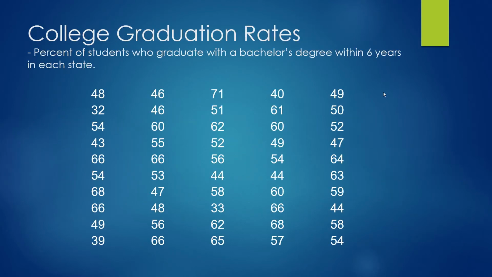Now, let's look at a second problem. So here we are given the college graduation rates for all 50 states. College graduation rates are calculated by taking the percentage of students who graduate with a bachelor's degree within 6 years of starting the degree. So bachelor's, it should take 4 years, but they give you 6 years to be included in this statistic. Looking over this data, you'll notice it's all whole numbers, number one.